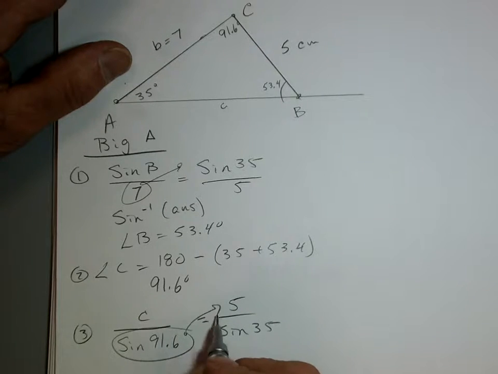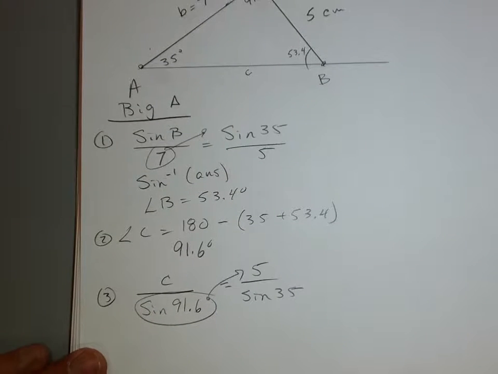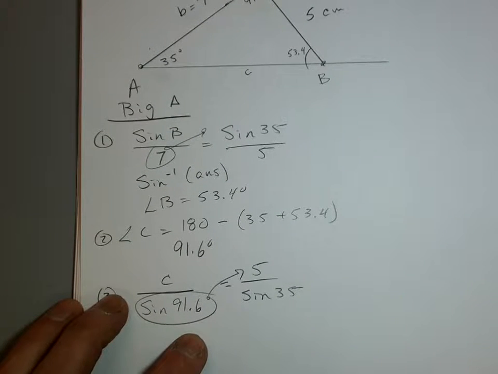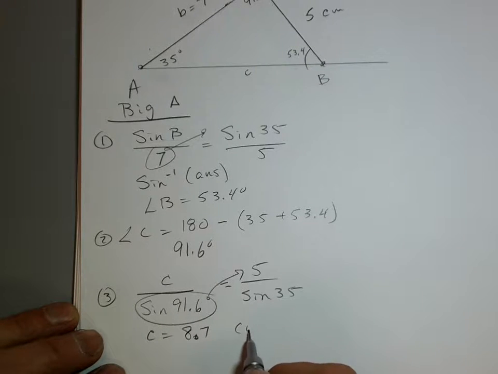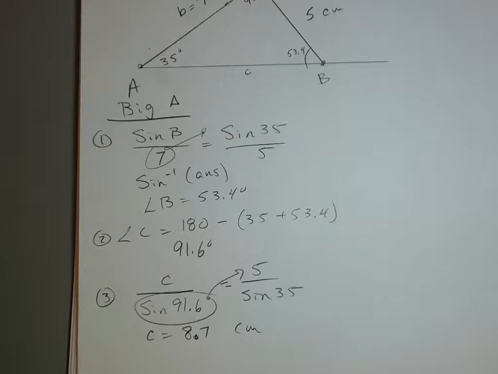Multiply this one up here, and I'll just use my calculator. So I'll go 5 times the sine of 91.6, close the parentheses, divided by sine 35, and I get an answer of about 8.7. Okay, little c is about 8.7 centimeters. Alright, now, got the big triangle. Good. Let's find the other one, okay?